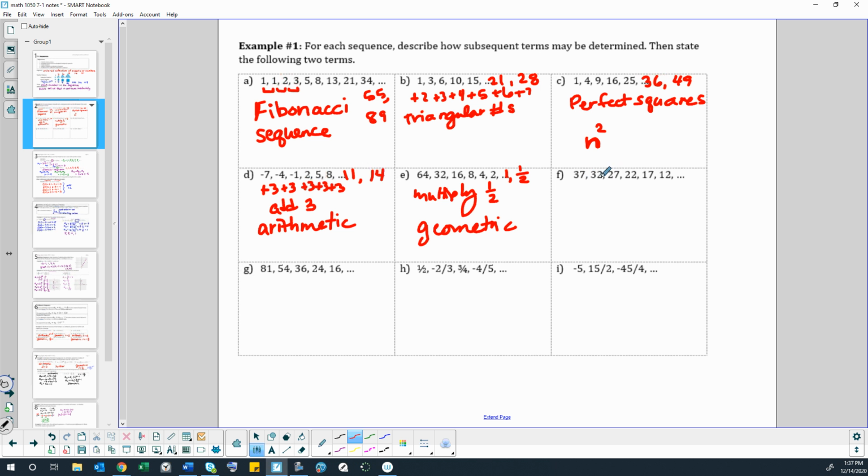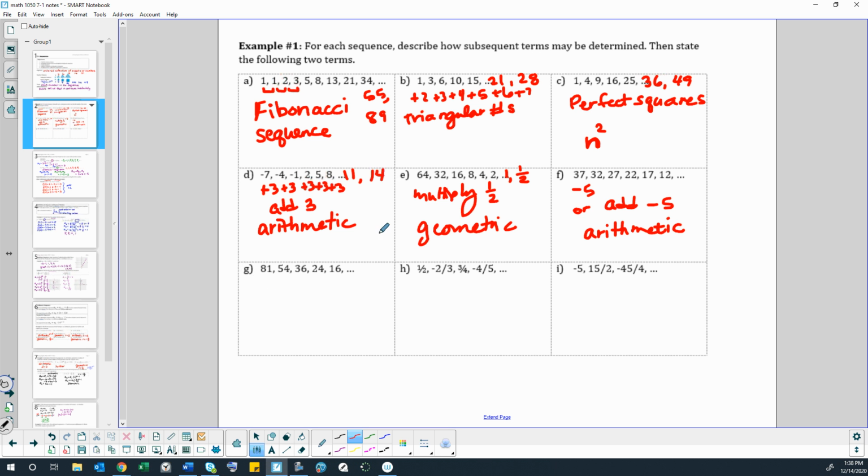Okay, 37, 32, 27, 22, 17, 12. I feel like this one is subtracting 5, right? So subtract 5, or we could think of this as adding a -5. Just by definition, this is actually another arithmetic sequence, because it's adding the same number over and over, even though that number is negative. It's like having a negative slope, where our values will go down instead of up.